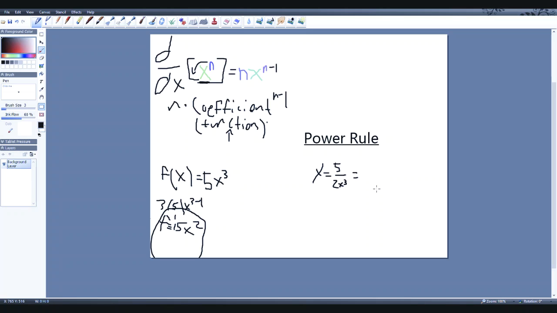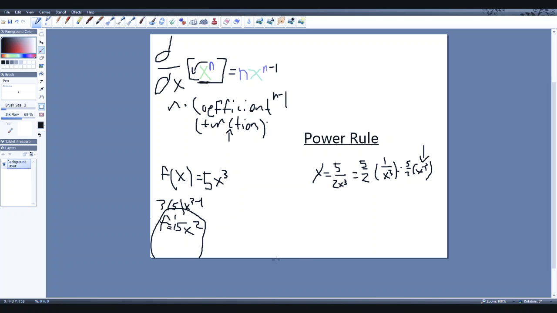So here we have 5 over 2x cubed. I'm going to start by taking out my constant, which is 5 over 2. And then I'm left with 1 over x cubed. So now I'm going to rewrite that even further. So I have 5 over 2 times x to the negative 3. Those two are equivalent, 1 over x cubed and x to the negative 3.